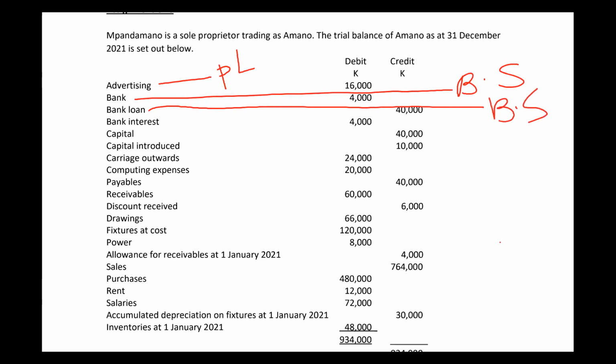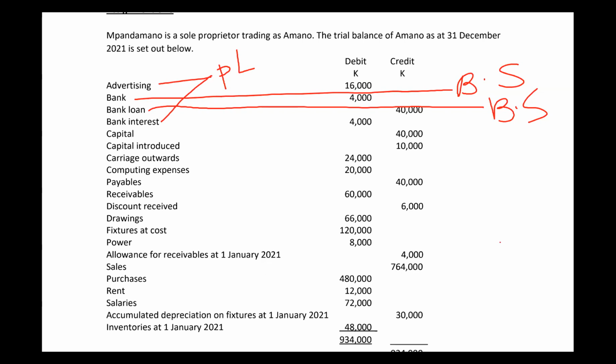Then you got the bank interest. The bank interest is an expense. Where do we record the expenses? Profit and loss. Okay. Yeah, we can all participate, and otherwise, it goes in the profit and loss account.